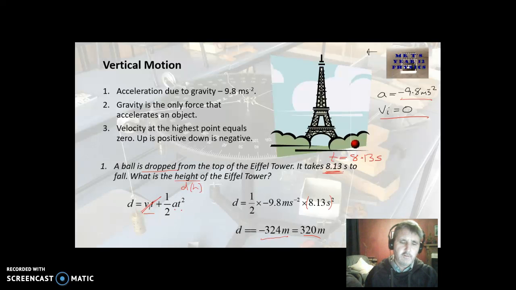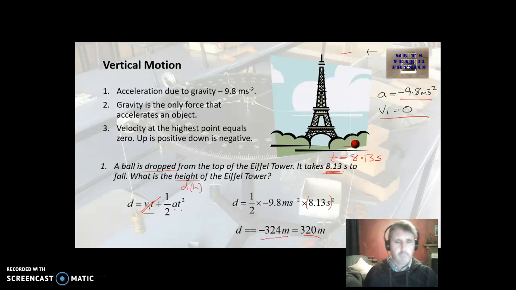And I don't need to supply the negative because they asked me what height is the Eiffel Tower. That is, what is the distance between here and here. They didn't ask, do we go down or up? They just want to know the total magnitude of the distance. So I've just put 320.